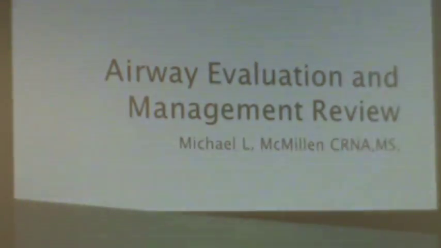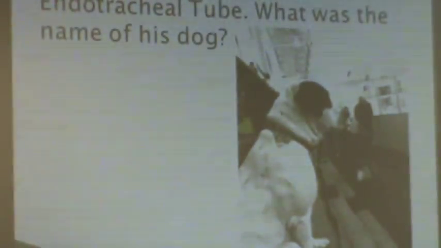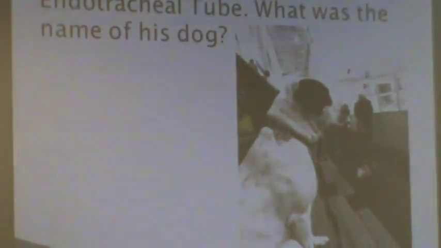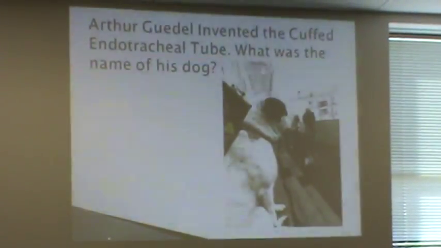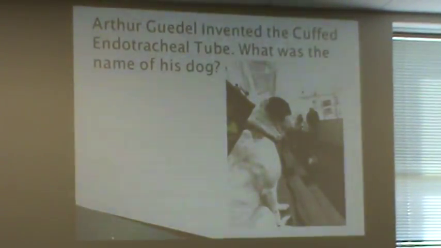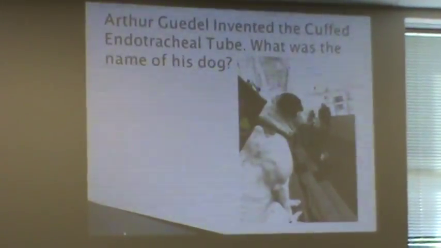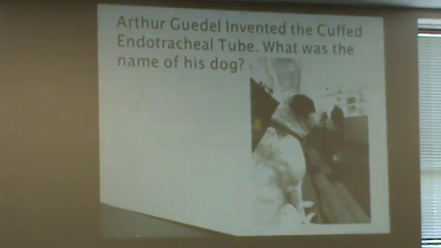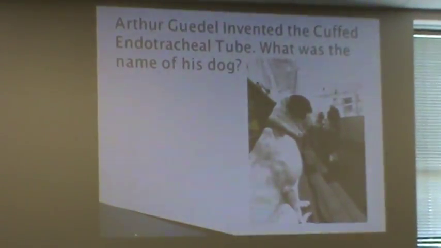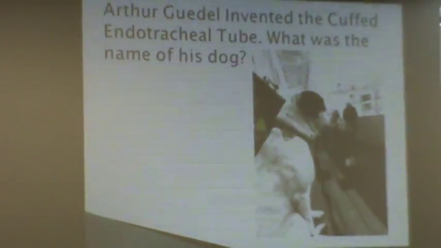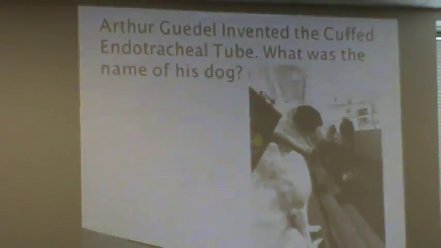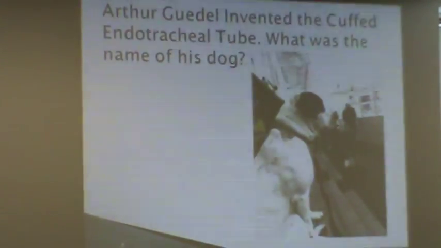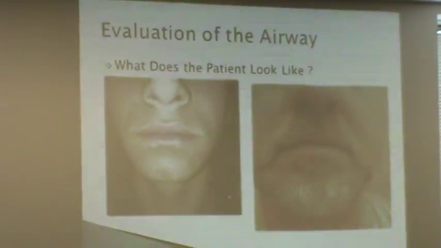I always like to start out with a quick trivia question here. Arthur Goodell was the inventor of the endotracheal tube, and my quiz is always, what was the name of his dog? I've only had a few people get this question right. But what Dr. Goodell used to do to promote his new device was he would anesthetize his dog, put it in one of his magical tubes, and then immerse the dog in a large aquarium, and then bring the dog out after demonstrating how watertight the seal was on the airway. And that gives you the answer to the question. His dog's name was Airway.